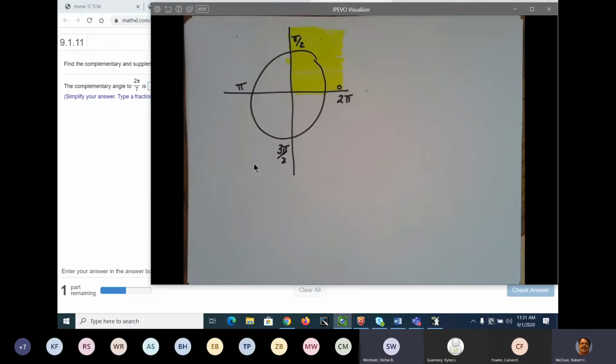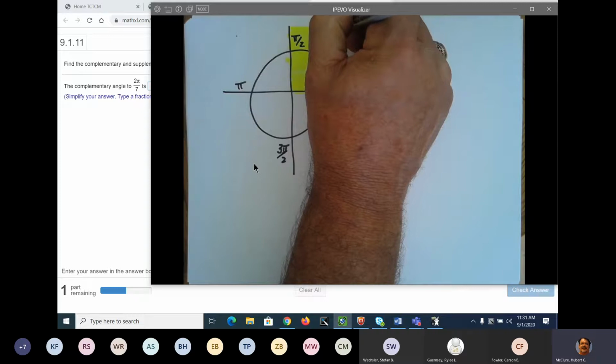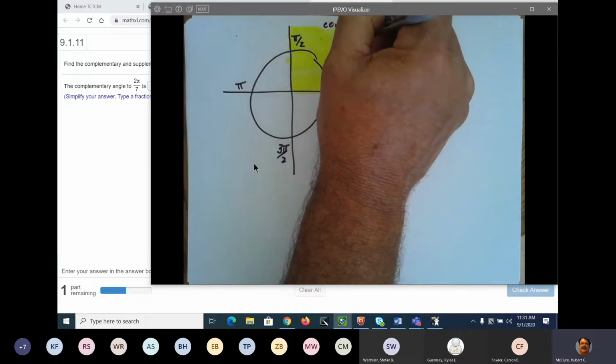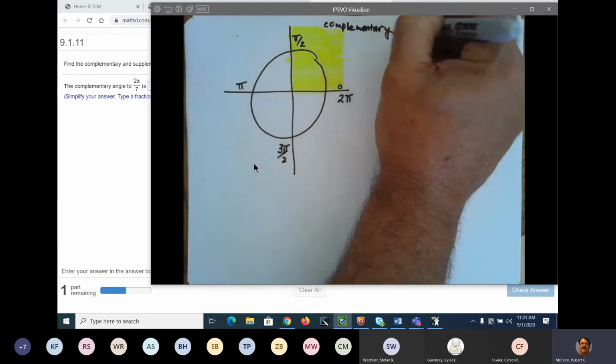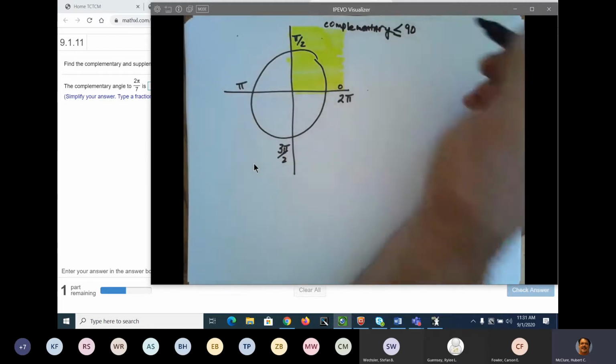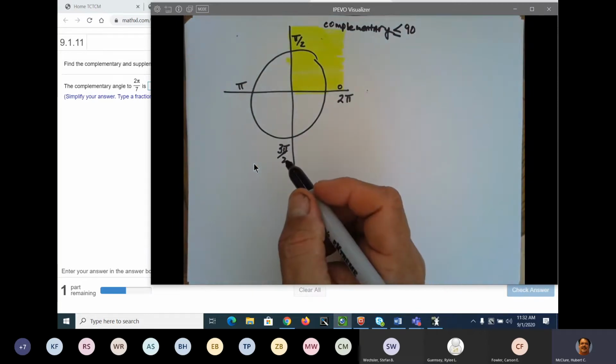Okay, but what word am I looking at? Complementary. Complementary, write that down. Complementary tells us it's 90 degrees, less than 90 degrees, or equal to 90 degrees. So that's why the word complementary tells us it's in this first quadrant, because it's got to be less than or equal to what? 90 degrees.